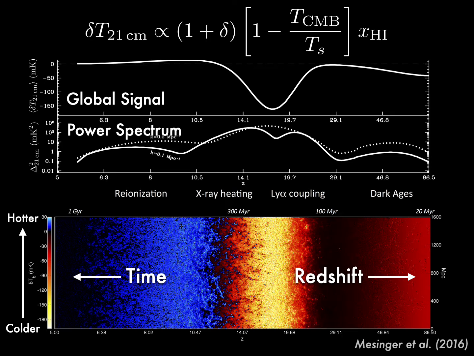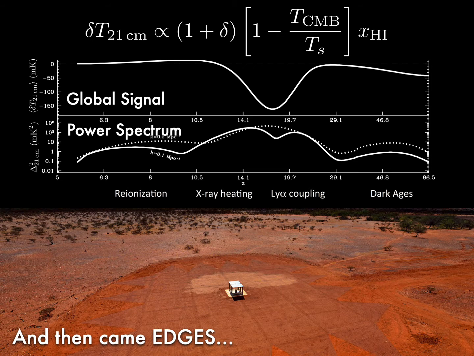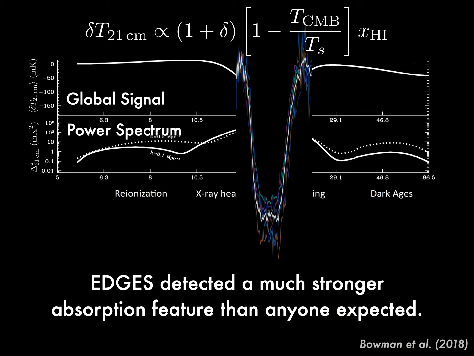And in trying to measure the global signal, there was this little experiment called EDGES, which many of you have probably heard of, which is literally a single dipole sitting out in the desert in Western Australia. And they went out to try to measure the global signal, this dip here, and they measured something rather unexpected. Something much, much stronger, an absorption feature in 21 centimeter, much stronger than anyone expected.